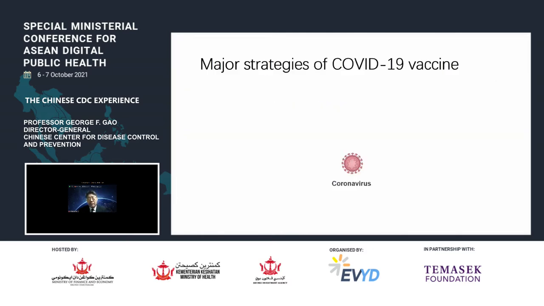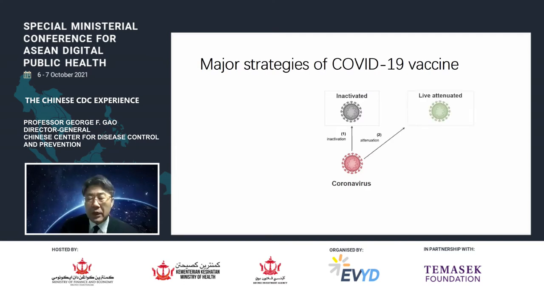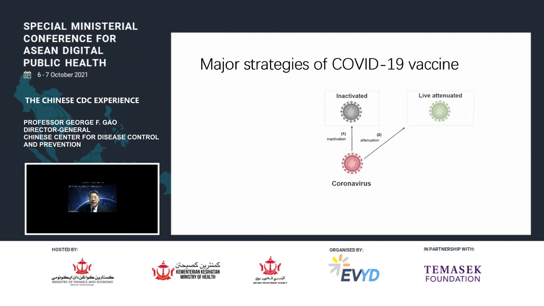Let me give you an overview of what kind of strategies we have at the moment in the whole world for vaccine development. In general, we have seven strategies. Of course, the first one is the inactivated vaccine, which India and China are mainly using. Then live attenuated vaccines; for that, we haven't got any vaccine in clinical trials yet, but it's under investigation.